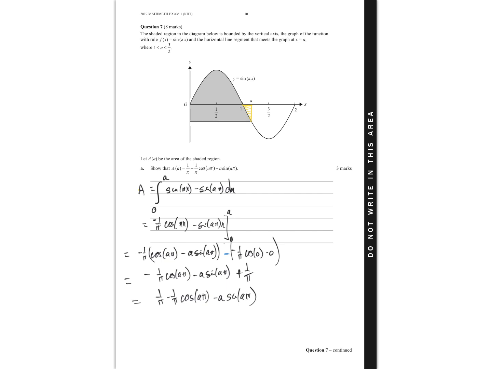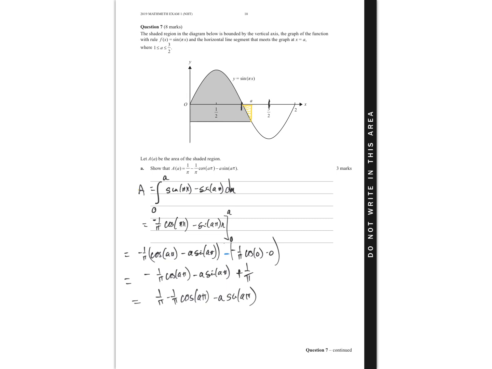The shaded region below is bounded by the vertical axis and the graph of the function sine pi x. The horizontal line segment meets the graph at x equal to a, where a is some value between 1 and 3 on 2. So you can see that a is somewhere between 1 and 3 on 2. B, the area of the shaded region. Show that the area in terms of a is given by that function there.